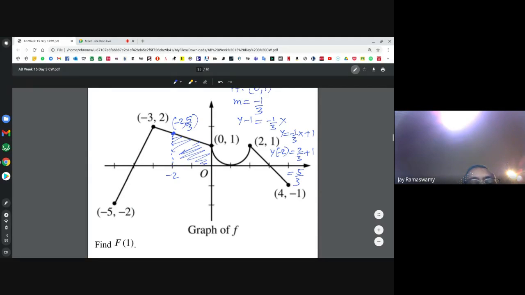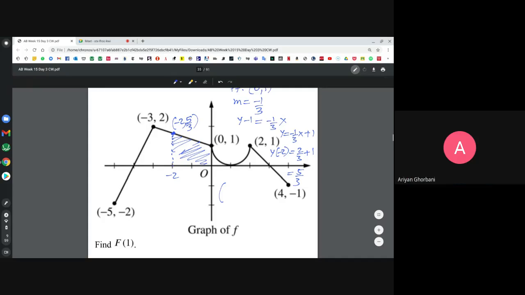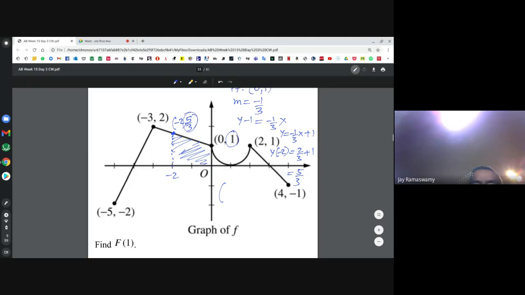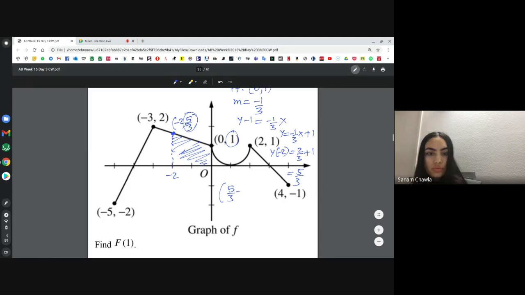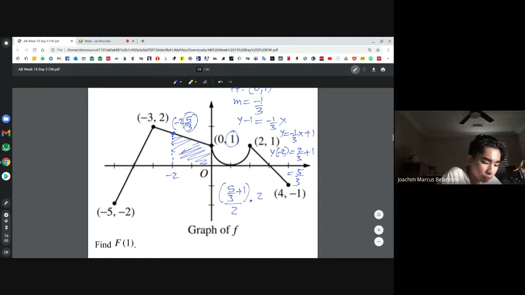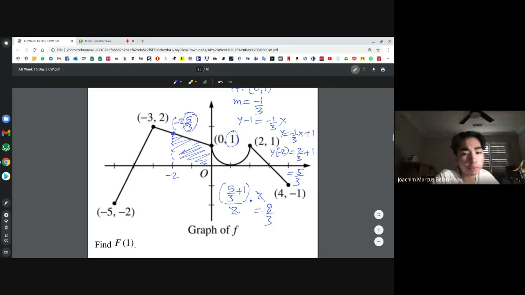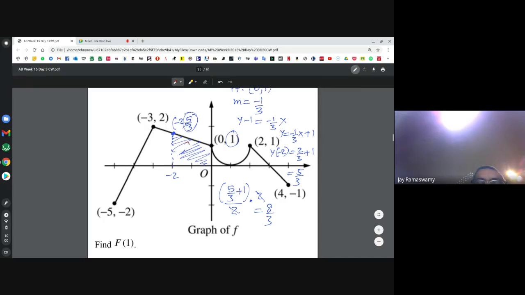Is that still a trapezoid? Yes. Can we find the area of the trapezoid? How does the formula work for the trapezoid? The average of the parallel sides times the distance. Which are the two parallel sides? 5 over 3 and 1. So 5 over 3 plus 1, should we divide by 2? Yes. And what's the distance between those two parallel sides? 2. So what's the area? 8 over 3. Did everybody understand that? So that area is 8 over 3. I'm writing in red.